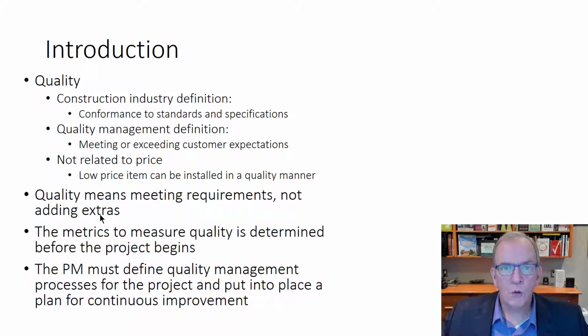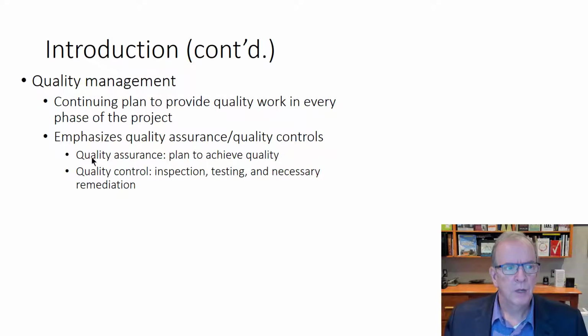So as you get quality better, you want to get better and better and better at meeting those standards. So continuous improvement is part of that process. So quality management, a continuing plan to provide quality in every phase of the project, not just certain phases. It's going to be throughout, and this lecture is broken into 3 sections.